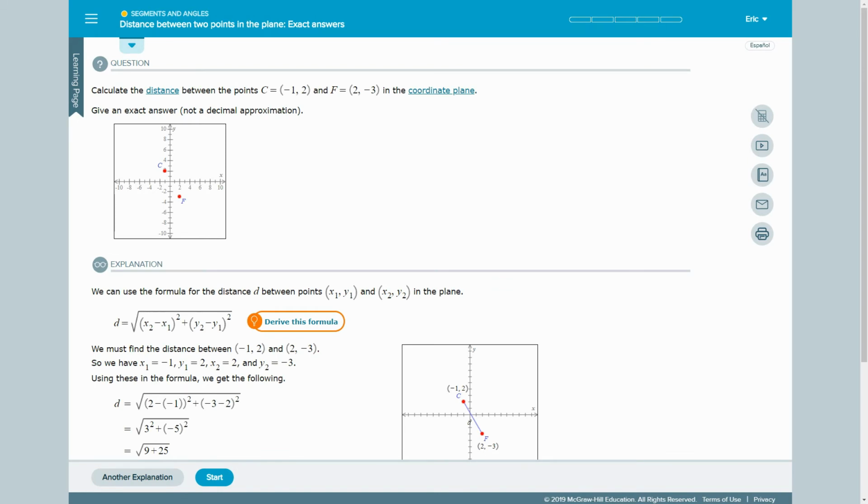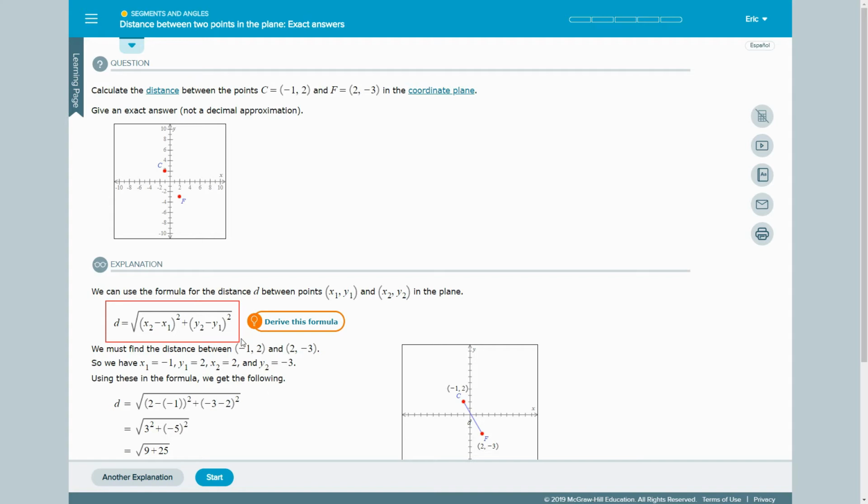Distance between 2 points in the plane, exact answers. You might notice that I'm still on the explanation screen, but that's because, to be very honest, that's all you really need to know about a problem like this. This is your distance formula. As complex as it looks, all you're doing is plugging in the values of X and Y into this formula.